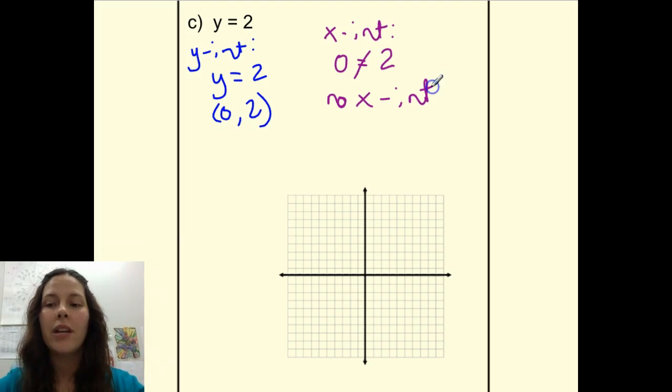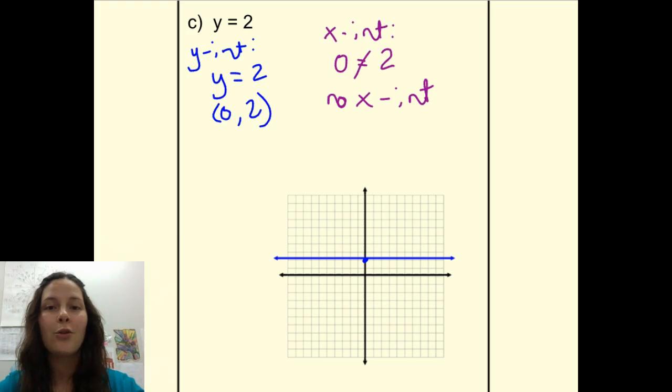So here's another way we can think about graphing these special lines. This line has a y-intercept at 0, 2, but it never crosses the x-axis. So you can think about what kind of line goes through that point and never crosses the x-axis. You might remember parallel lines. Parallel lines are lines that never cross because they go in the same direction. So you can think about having a line that goes in the same direction as the x-axis through the point 0, 2. So that's how we end up with a horizontal line.